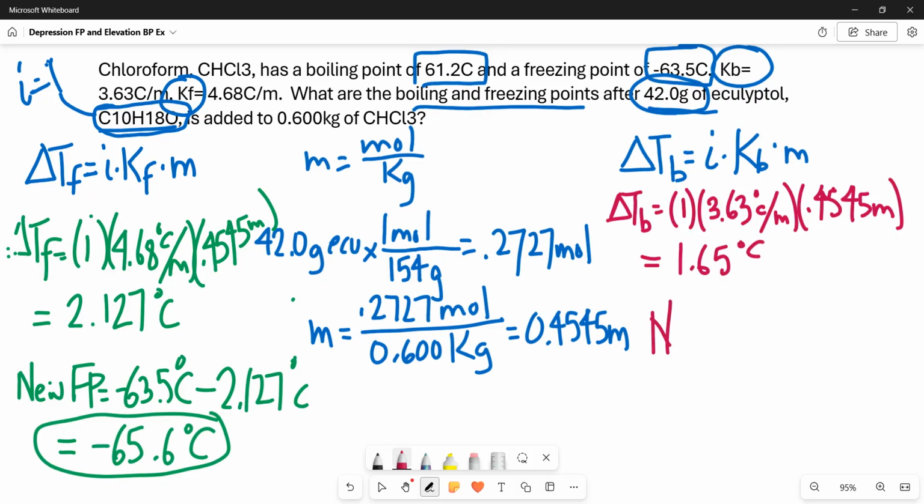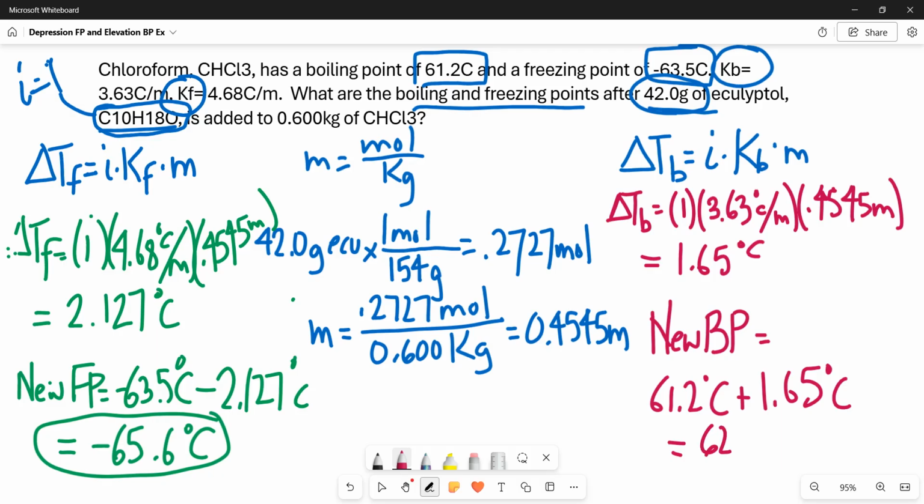So the new boiling point is going to be the old boiling point, 61.2 degrees Celsius, plus we're elevating it now that we've added solute to it. And so the new boiling point is going to be 62.85 degrees Celsius. Okay, so there's our second answer. I hope this helps with application of elevation of boiling point and depression of freezing point.